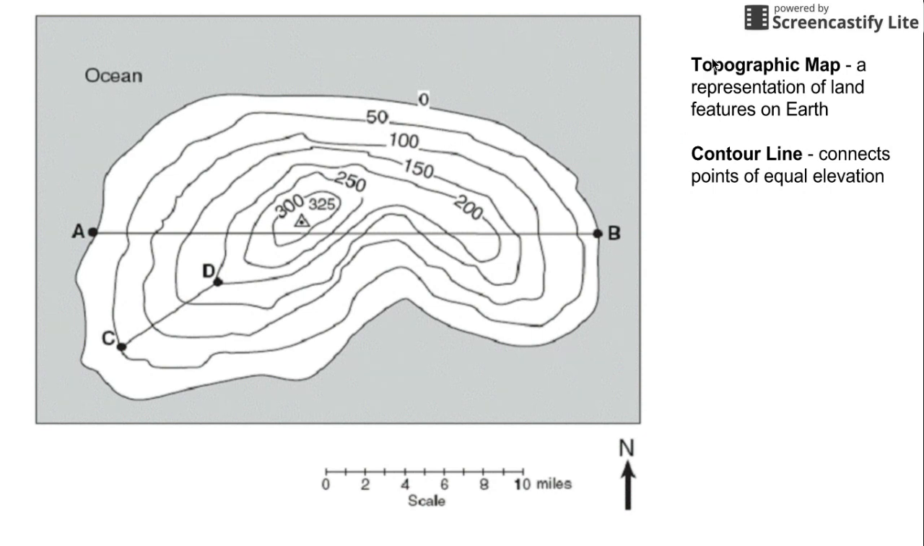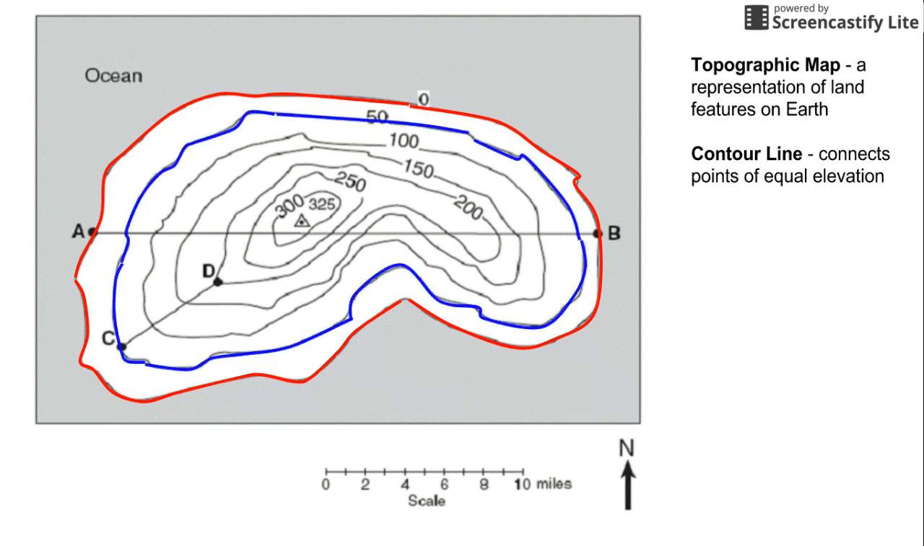So let's read our definitions here. A topographic map is a representation of land features on Earth. They are represented by contour lines, and the contour lines connect points of equal elevation. For example, we see this red line here, and any point on this red line is at 0 feet elevation. Two things: first, the 0 tells us it is at 0 feet elevation, but also this line touches the ocean. So 0 feet will always represent sea level.